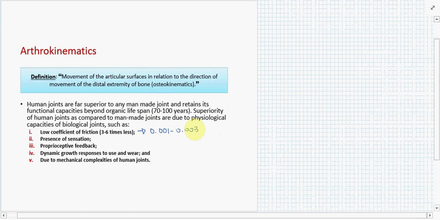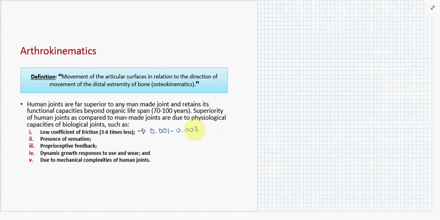It also has a presence of sensation and proprioceptive feedback, so you always know where your joint is in space, right? You can do that whole finger touch test. If you have both your index fingers in front of you, about shoulder width apart, close your eyes and try to touch the tips of your fingers together. Most of you can do that quite easily, meaning there must be some kind of feedback mechanism between the joint and the brain itself telling you where it is in space.